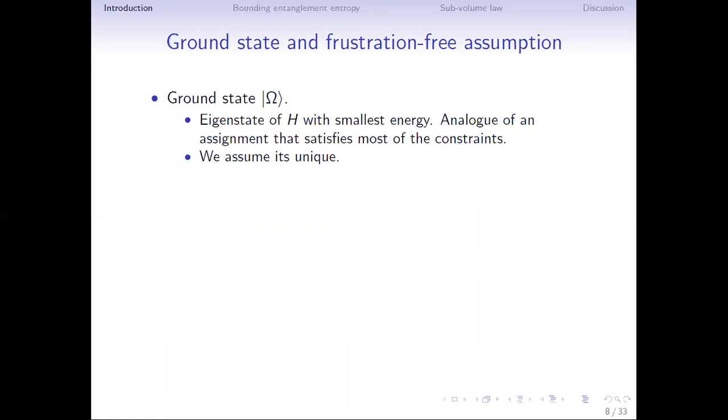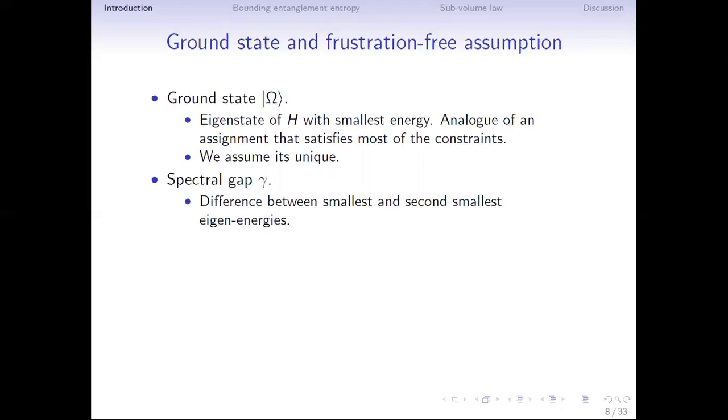The ground state of this Hamiltonian is denoted by ket omega. It is the eigenstate of the Hamiltonian H with the smallest energy. It's the analog of an assignment that satisfies the maximum number of constraints in a constraint satisfaction problem. For this talk, we'll assume that the ground state is unique. The spectral gap is the difference between the smallest and second smallest eigenenergies.